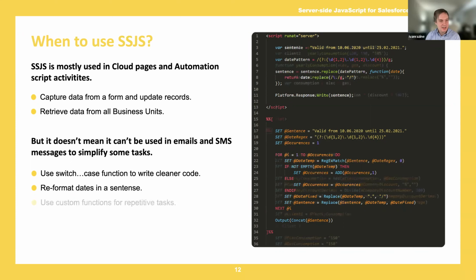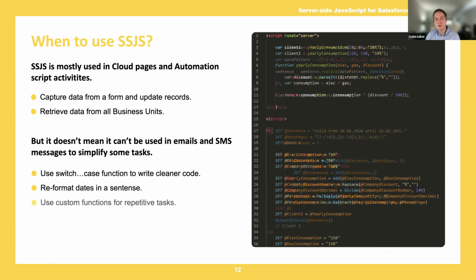Let's go next. Use custom functions for repetitive tasks. Again, if you want to write it in Ampscript, it will be way longer because you cannot reuse the same code. You will have to write it twice. And here on the right, you have an example that uses for client 1 and client 2 the same function to calculate a yearly consumption. And below, you see one part of the code for client 1, and for client 2, it will be the same, except that some variables will have different values.